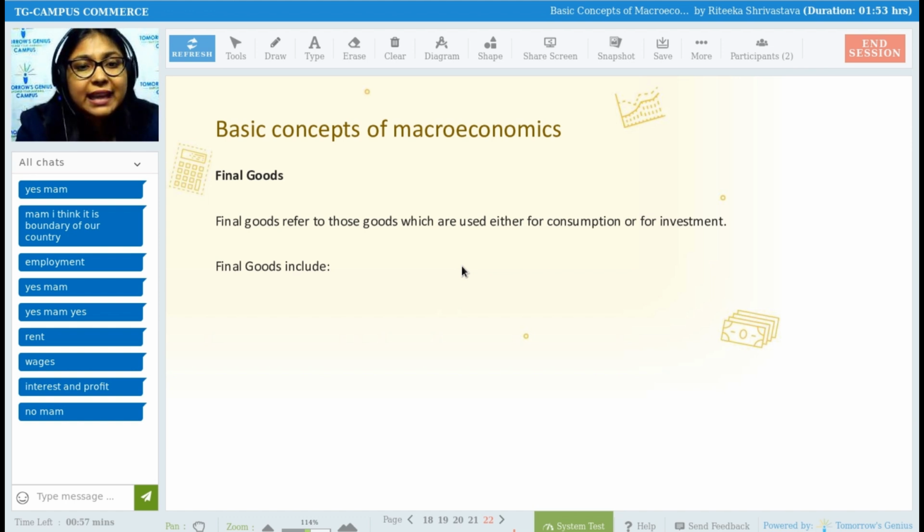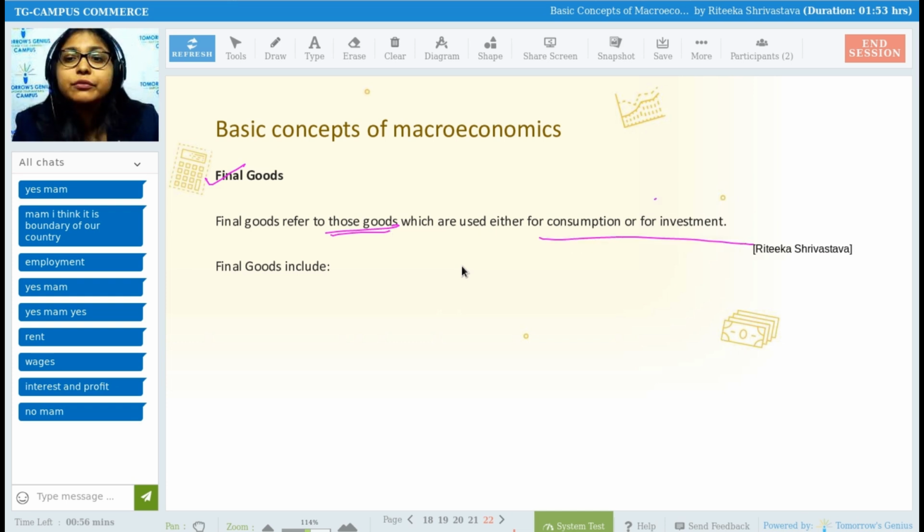Next term is final good. Now this is also not a new word for us. With the name itself we can understand final good means the good which is final, which is ready to use. Now the consumers can use that good. So final goods refers to those goods which are used either for consumption or for investment.